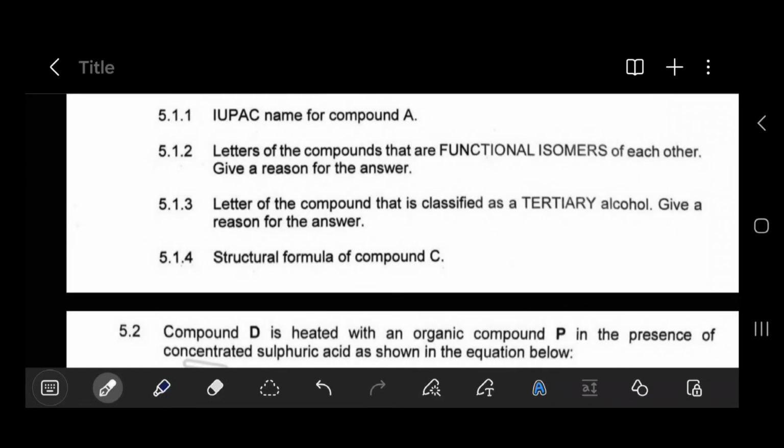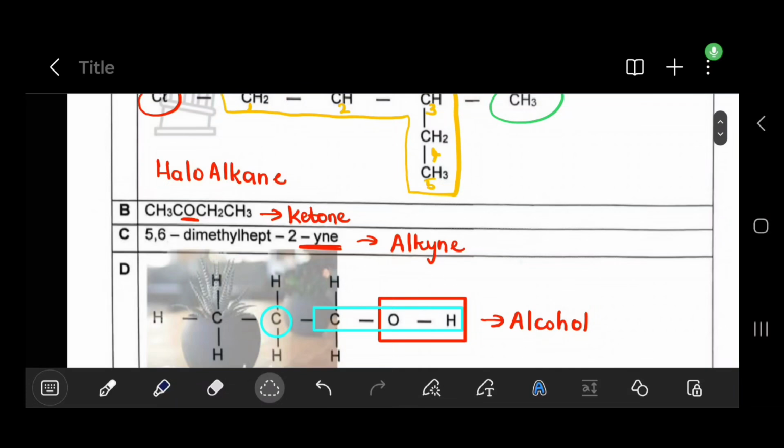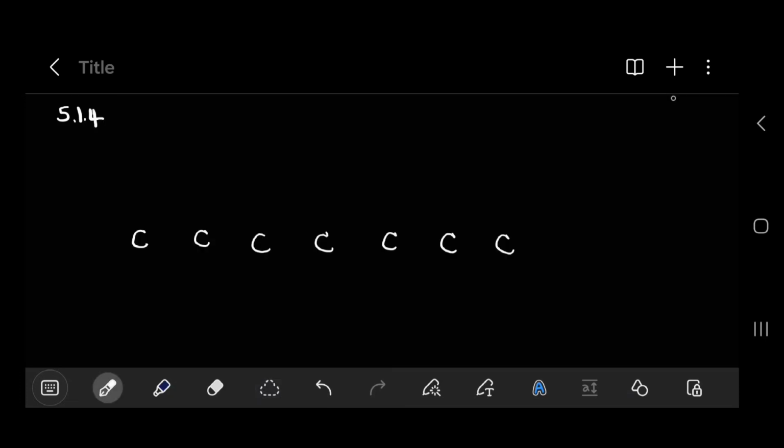Now in 5.1.4, they want the structural formula of compound C. So when it comes to drawing out the structural formula, it's always best to start off with the parent chain. So in this compound, we notice that the prefix of the parent is hept, meaning that the parent chain contains 7 carbons. So we start off by drawing our basic parent chain structure of 7 carbons.